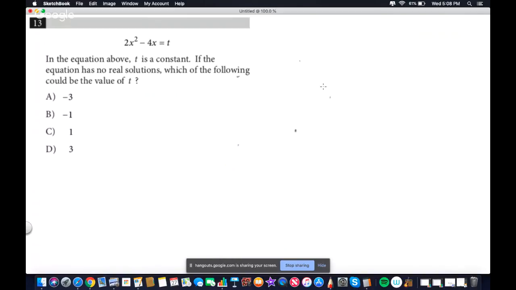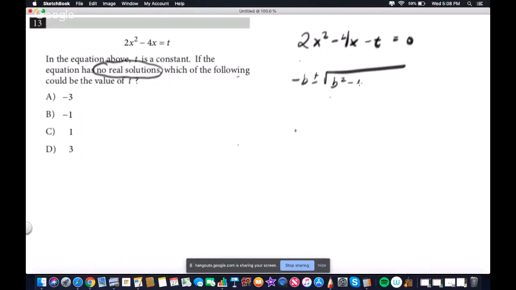logical one after. The basic thing you can use every time you see something asking about the number of solutions for a parabola is to set everything equal to 0. So that is move the t over. So 2x squared minus 4x minus t equals 0. And then you're going to use part of the quadratic formula. So the quadratic formula, definitely worth memorizing. It's negative b plus or minus the square root of b squared minus 4ac all over 2a.